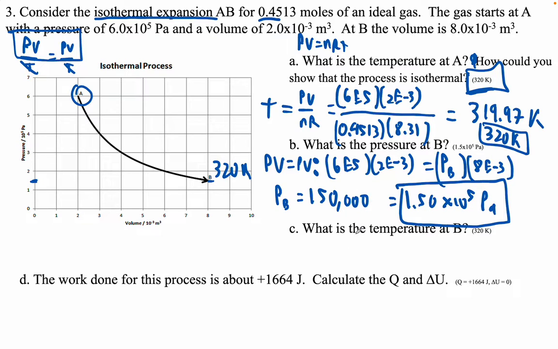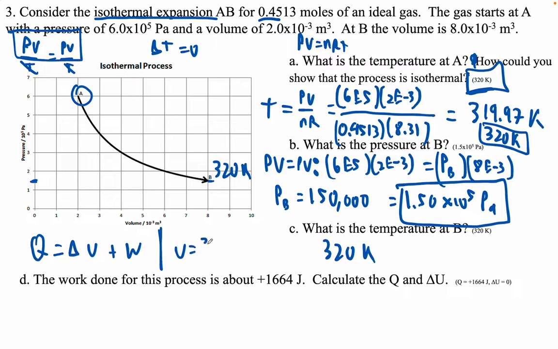Okay, what is the temperature at B? Well, it's 320 kelvins, right? It's isothermal. Delta T is 0. The work done for this process is about 1,664 joules. Calculate the Q and the delta U. So we know that Q is delta U plus work. Now, remember that the internal energy is 3/2 nRT. If T doesn't change, then the internal energy doesn't change. So this guy is 0.